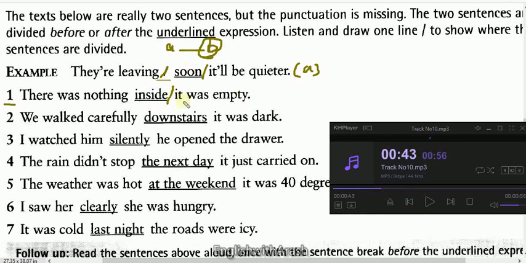Now this is not necessarily correct. I mean, you can put the pause here, but sometimes it makes a difference in meaning. So when you say there was nothing, you don't know where, inside, outside. And when you say it was inside, it was empty, this means the house was empty, or the inside of the house was empty. So it makes a difference, but it's not wrong depending on what you want to say.